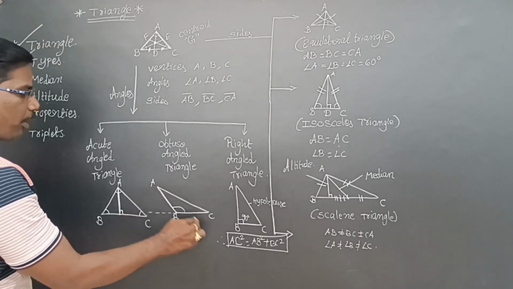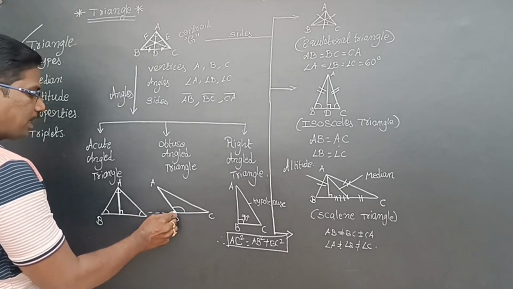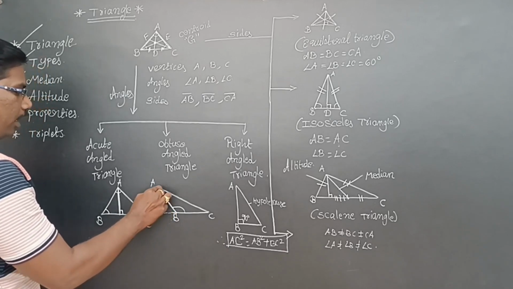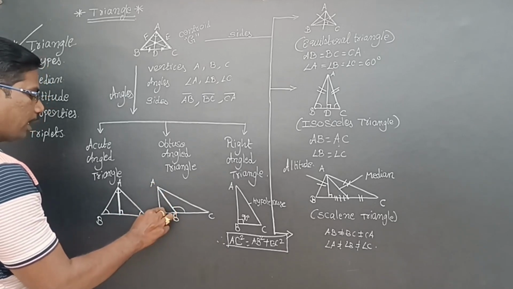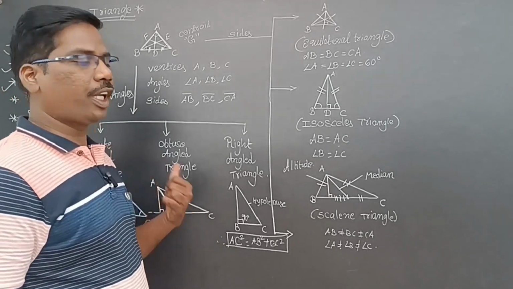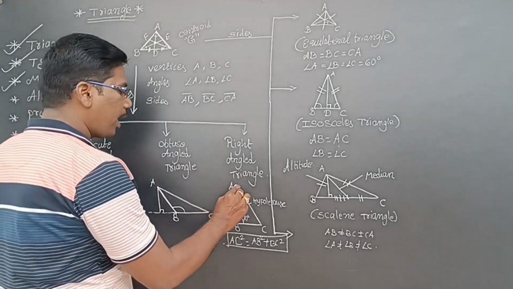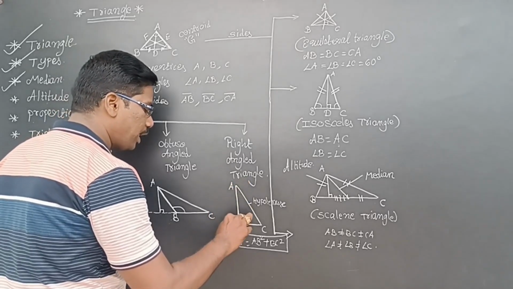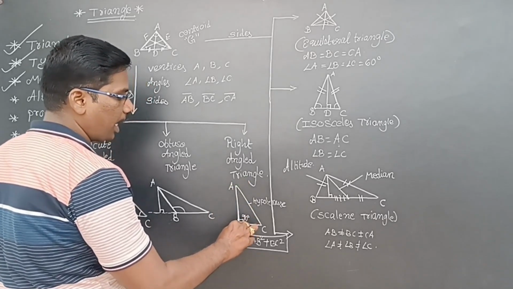See, I can't draw a perpendicular inside the triangle. So I am extending this BC side and making an altitude outside. In an obtuse angle triangle, the altitude is outside the triangle. In a right angle triangle, the altitude is one side of the triangle.